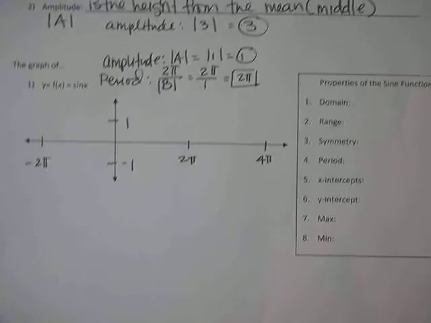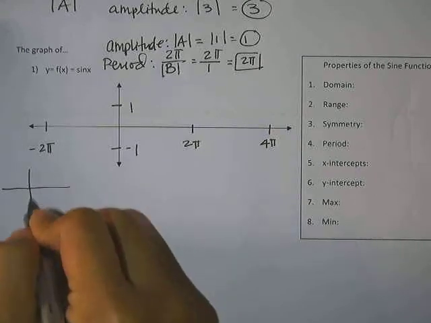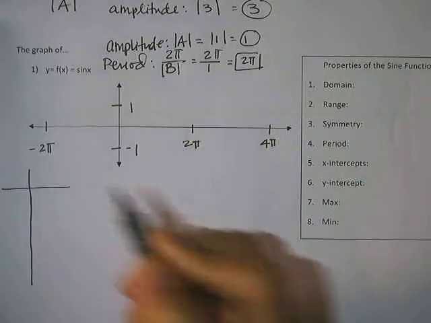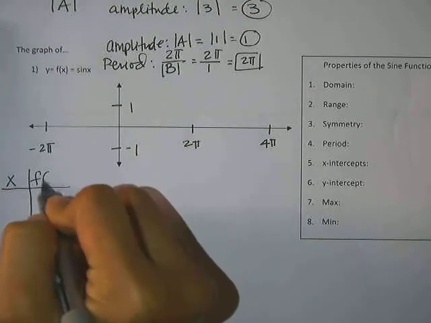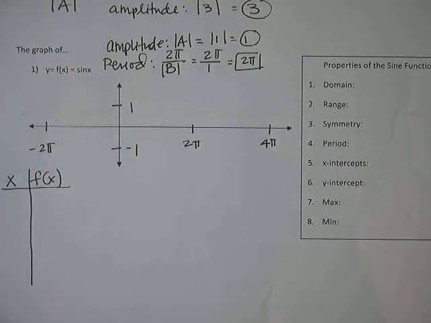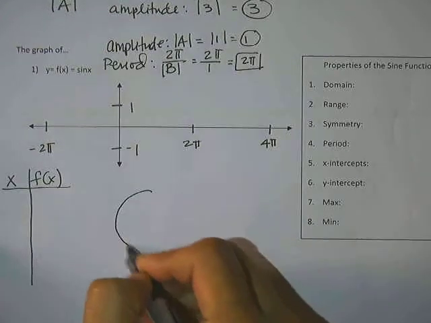From here, I'm going to make a table. Here's my table. This is going to be my input. This is going to be my output. At this point, I do expect you to know the unit circle very well. So I'm going to pick values. Here's the unit circle.